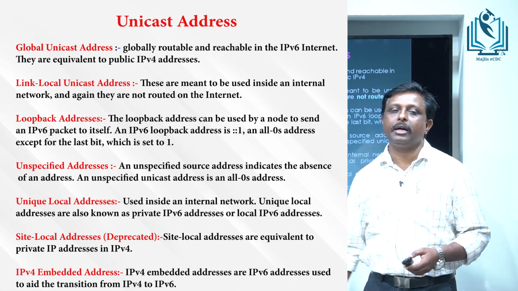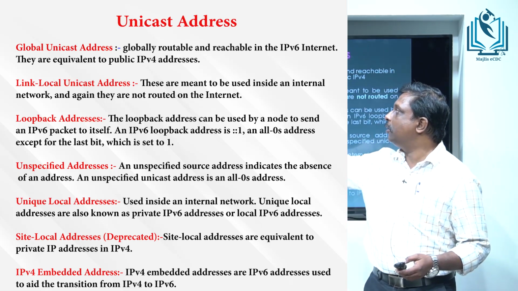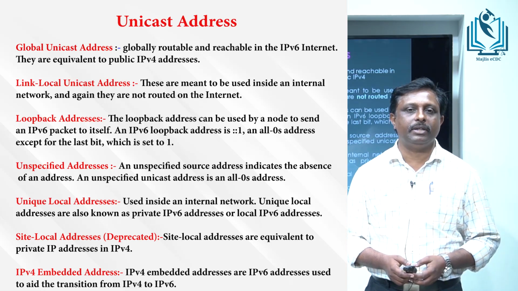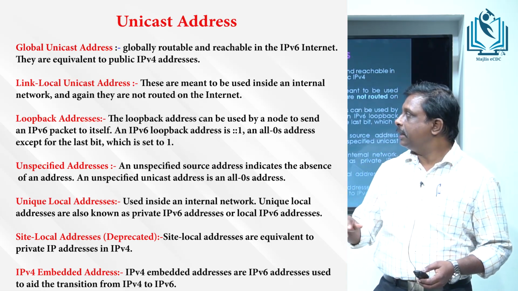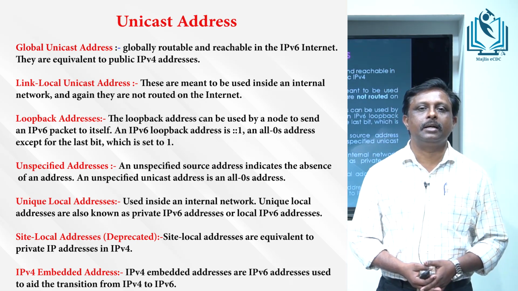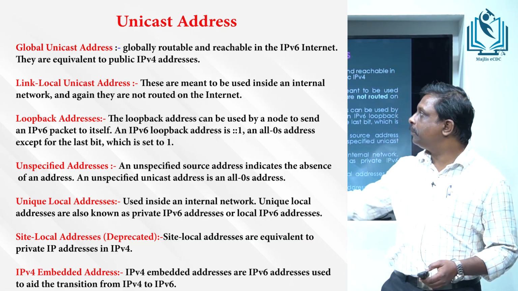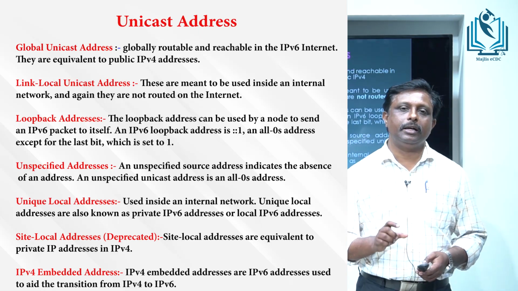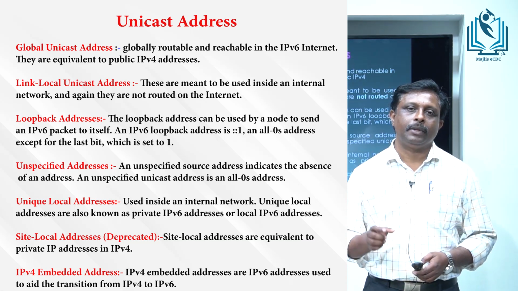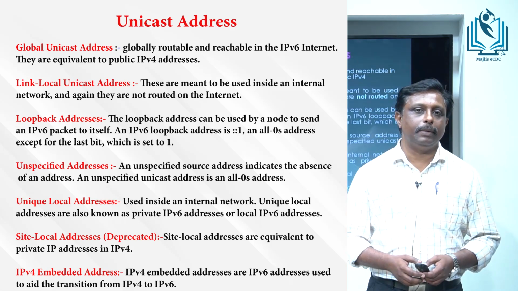The first category is global unicast address, which is equal to the public IP of IP version 4. The next one is link local unicast address, which is the same as private IP of IP version 4. Another one is unique local address, which is also a private IP address, with some slight difference from link local unicast address. Link local unicast address is used only in one subnet, but unique local addresses can be used across multiple subnets.